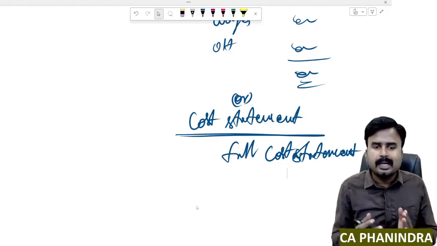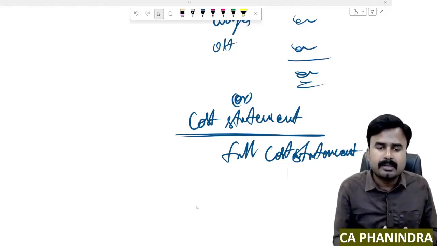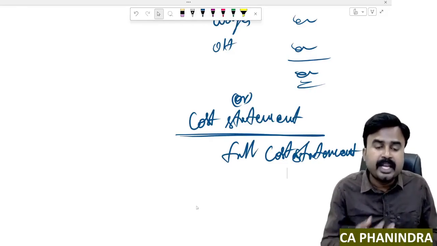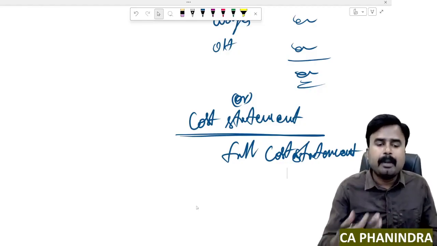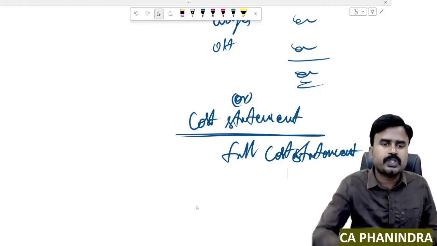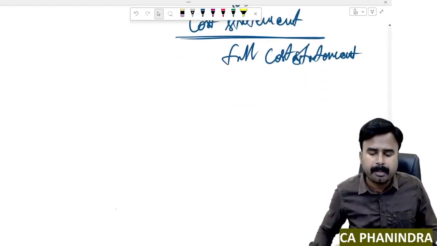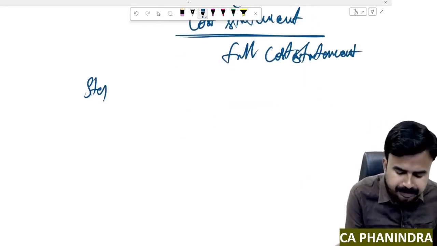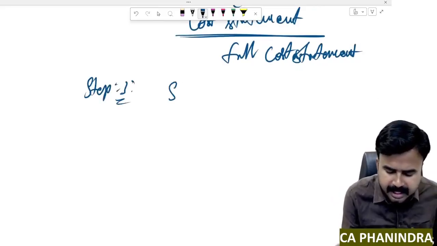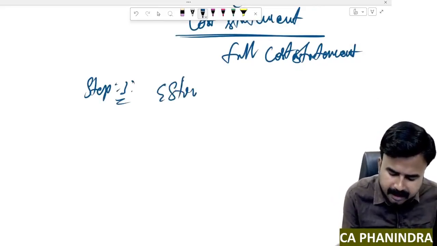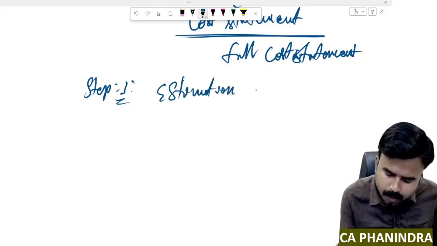Then I'll add selling and distribution overhead, along with sometimes general administration overhead. Then I'll get cost of sales. Then add profit to get sales. From this cost statement only, I'm going to pick the numbers for estimating the working capital requirement, which I'm going to prepare in step number 3. That is step number 3, estimation of working capital requirement.